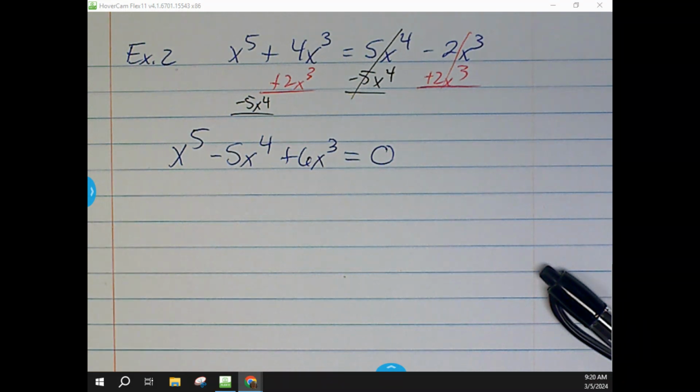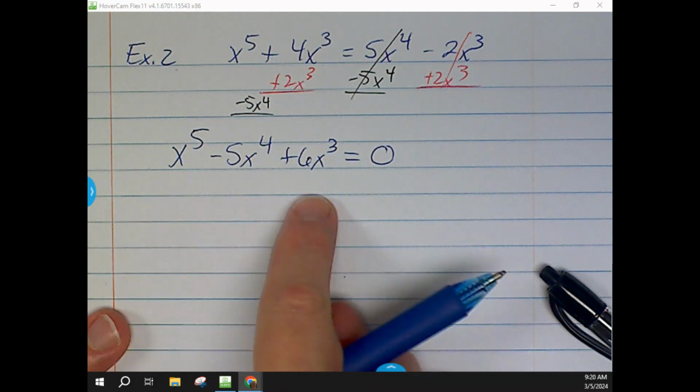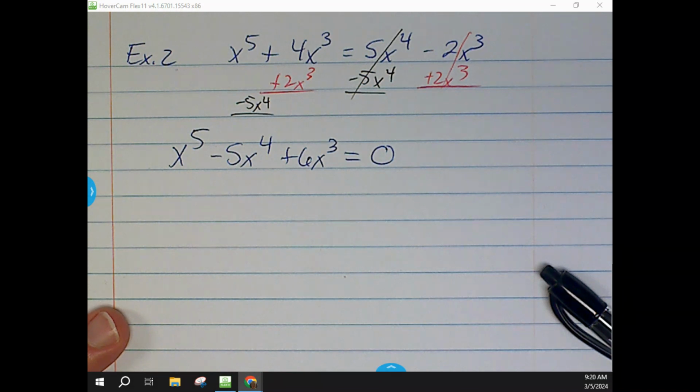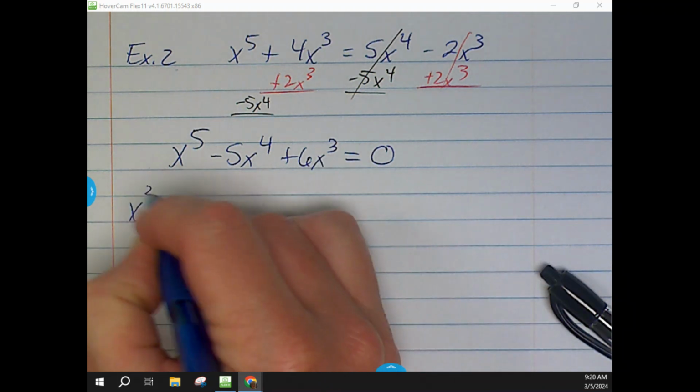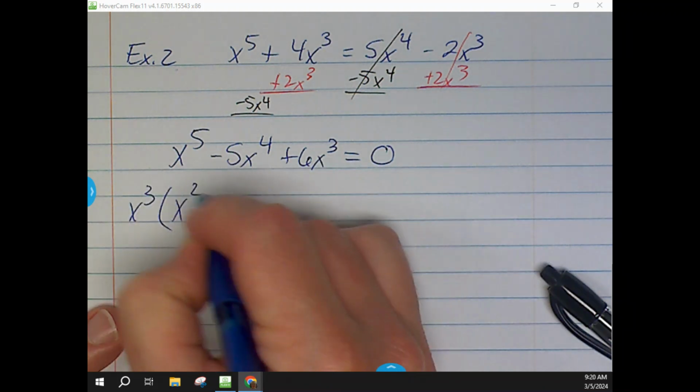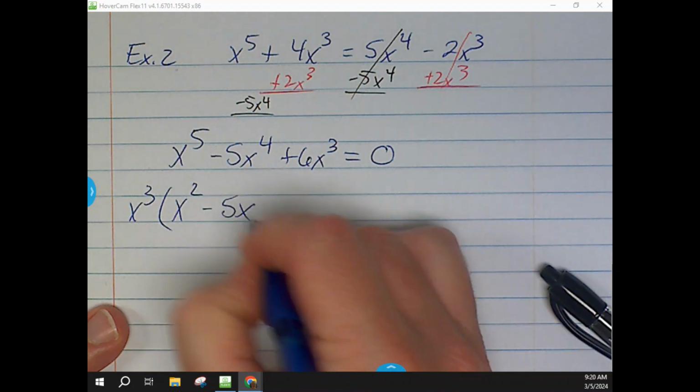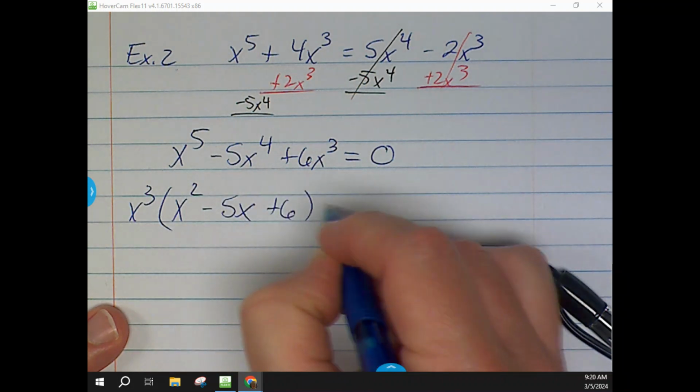Okay. And again, you don't have to do all that at once. We did two things at the same time. If you want to do them separately, do one part of it, and then move the other term. That's fine. Okay, here's where the factoring sheet comes in handy. We've got three terms, correct? If it's three terms, is there a greatest common factor? Do they all have something in common? They all got x's, right? So take out the smallest amount of x's, which would be x cubed. That'll leave you with x squared minus 5x plus 6 equal to 0.